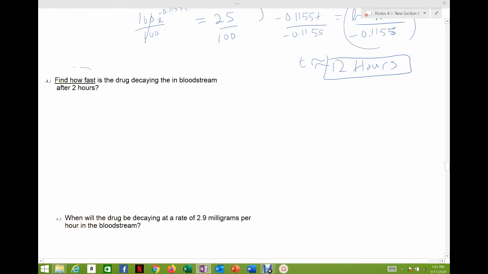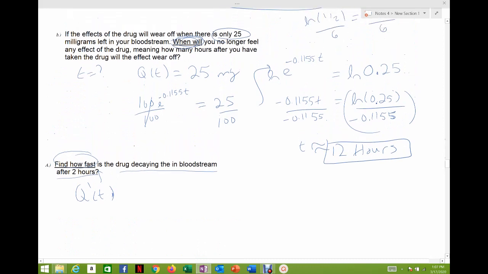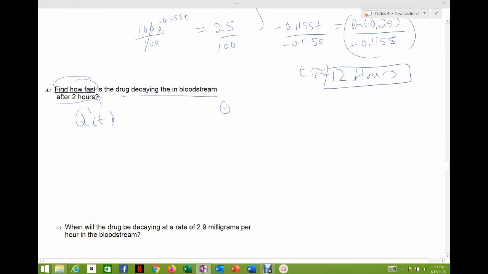Alright, how fast will the drug be decaying in the bloodstream after 2 hours? So now we're doing the calculus. How fast means I need my derivative. So I want to find my derivative at 2. So I need to find my original function, so I'm just going to write it down. If I remember, my original function was 100e to the negative 0.1155 times time. The derivative of that is what I'm looking for, and then I'm going to plug 2 into it. Alright, so the derivative.